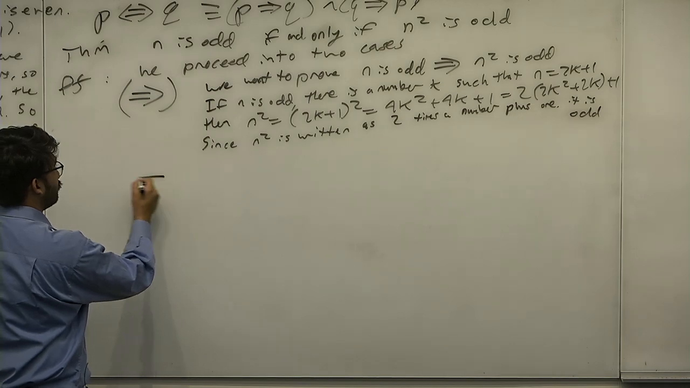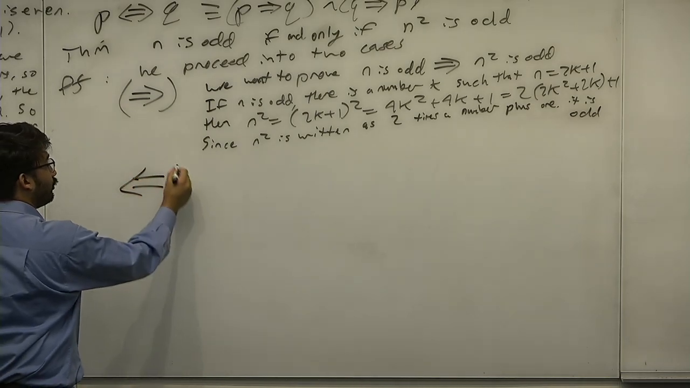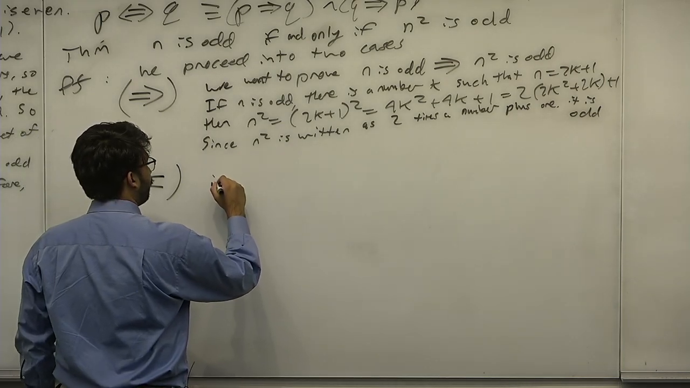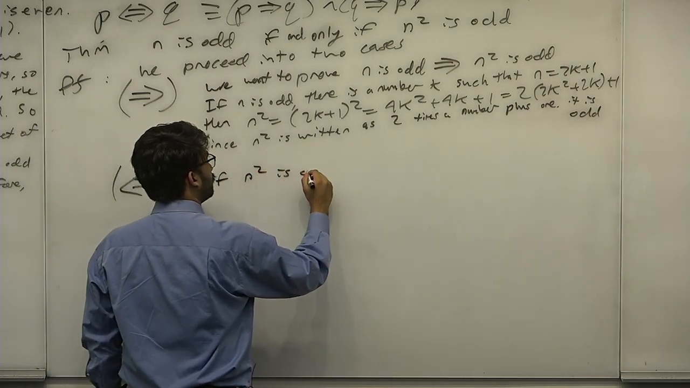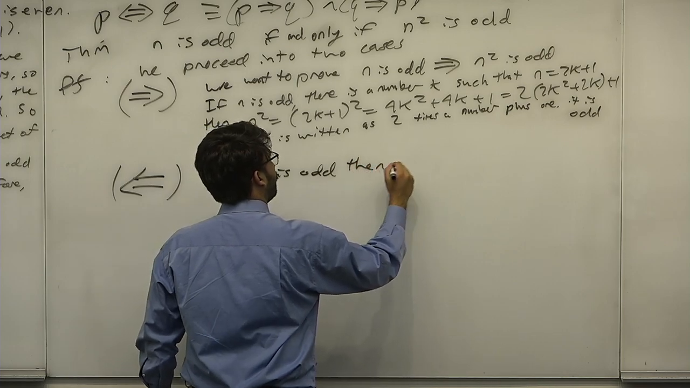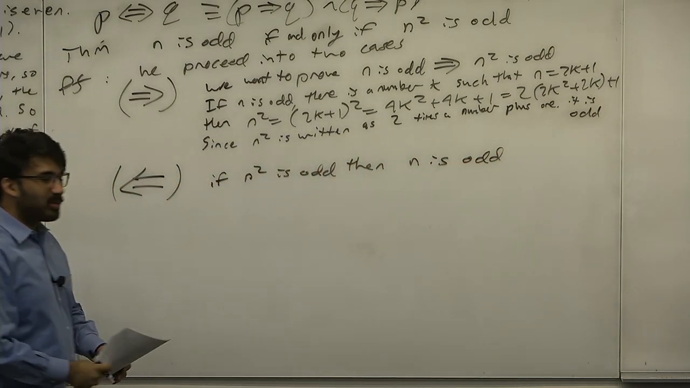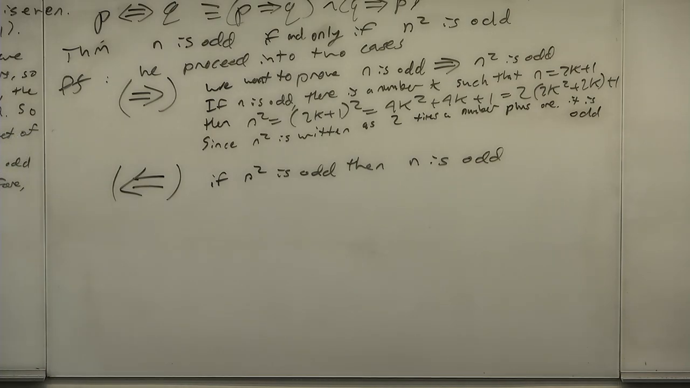Second case. We want to prove the reverse of the implication. It's going to be if N squared is odd, then N is odd. Now, how should we prove that? When you break something up into cases, you can handle each case with a different proof technique. So in fact, proving that if N squared is odd then N is odd is actually tricky.